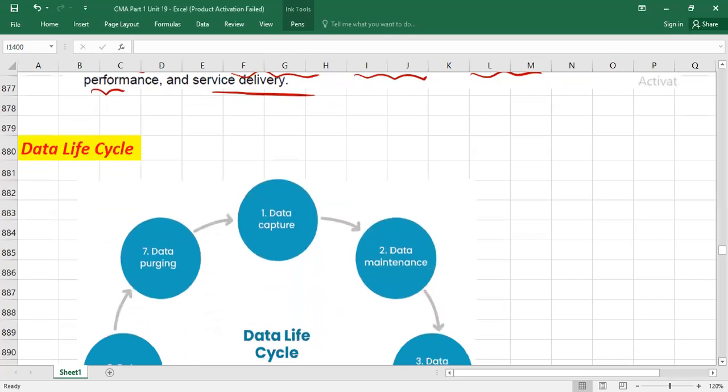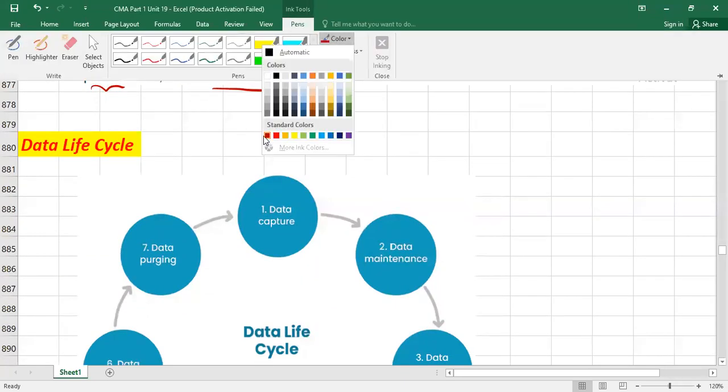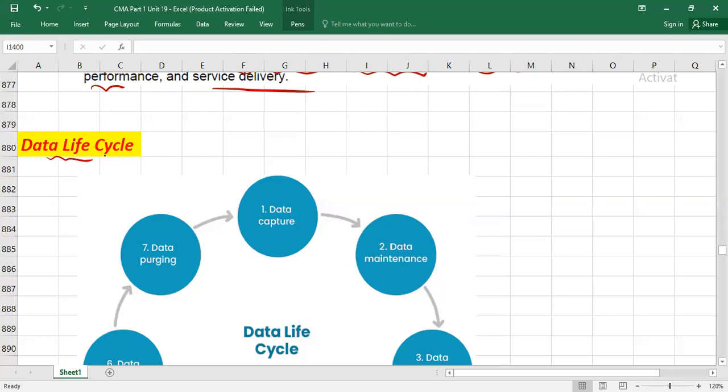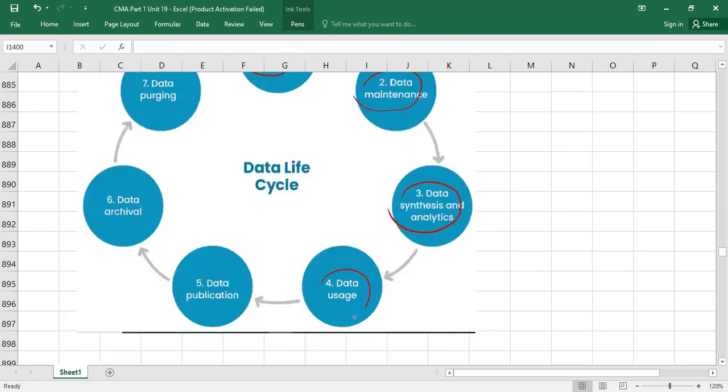Now, guys, we are going to talk about the most important topic from this chapter, that is called the data life cycle. The data life cycle has 7 phases. The first phase is called data capture, which I'll explain. Second is data maintenance. Third is data synthesis and analytics. Fourth is data usage. Fifth is data publication. Sixth is data archival. And seventh is data purging.